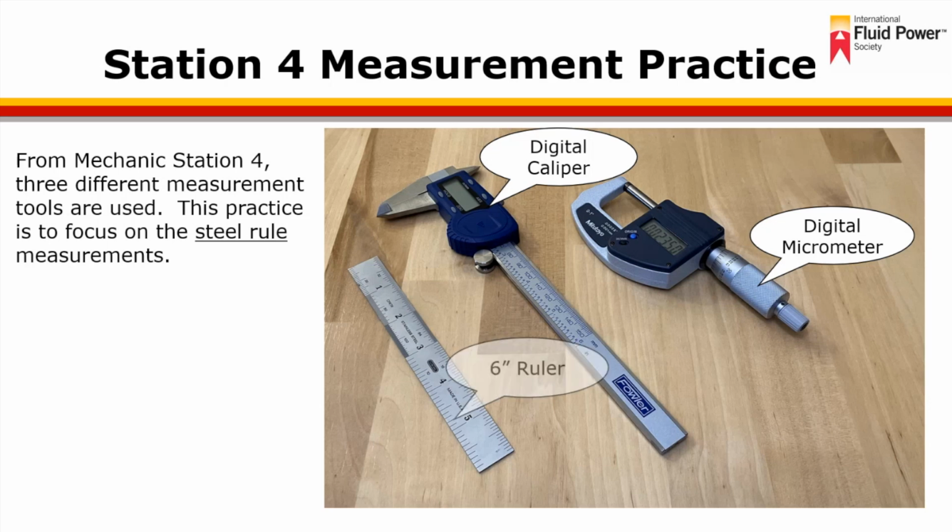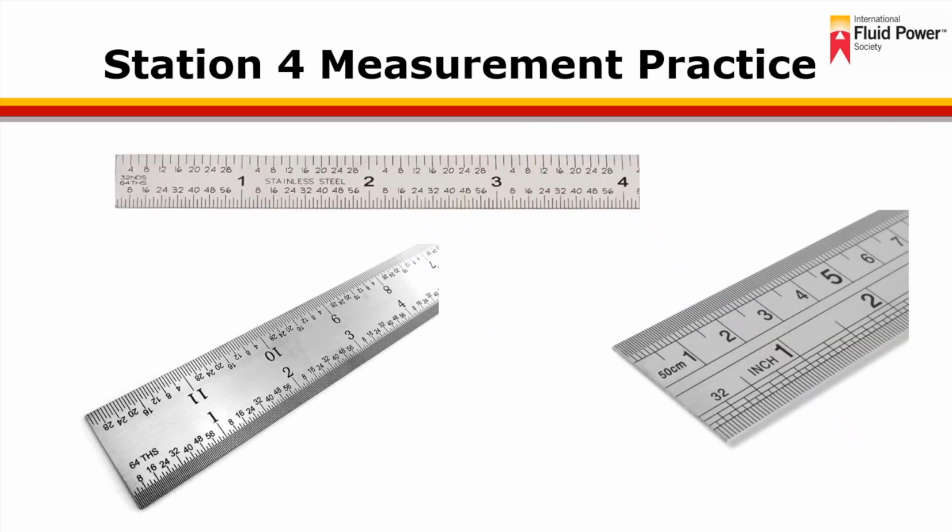Keep in mind, the steel rule can vary from manufacturer to manufacturer based on how the exact markings are laid out or identified on the scale. Here are just a few images of different scales, all with either 32nd inch or 64th inch scales used. These are the two scales that we're going to explore.